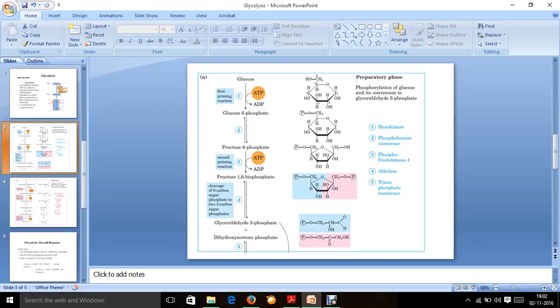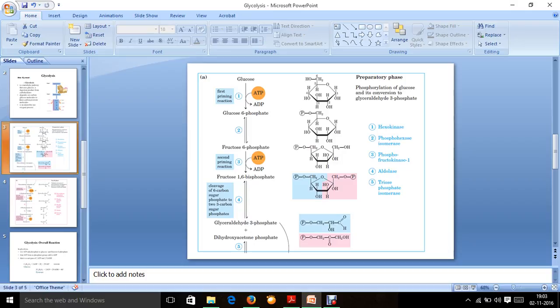In the next step, which is the fourth step of this pathway, there occurs the cleavage of the 6 carbon sugar phosphate. This 6 carbon sugar phosphate is cleaved into 3 carbon sugar phosphates: the first one is glyceraldehyde 3 phosphate and the second one is dihydroxyacetone phosphate, which are both isomers. These are produced from fructose 1,6-bisphosphate by the action of the enzyme aldolase.